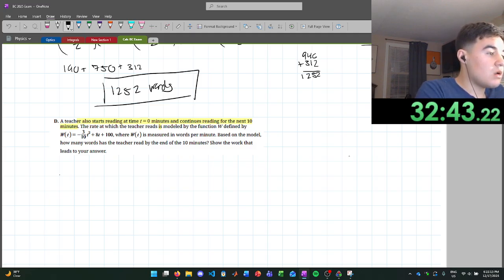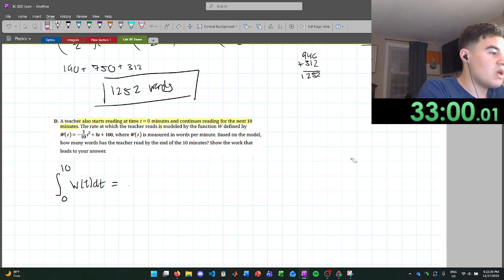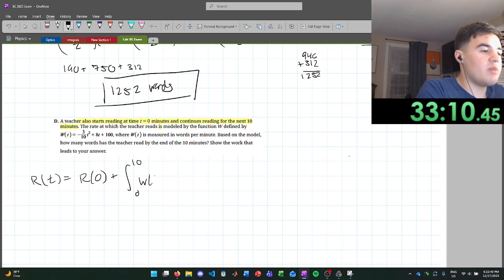Okay. Let's take the integral. I think this is just the integral from 0 to 10 of W of t dt. She starts reading, so the initial value is 0. Let's say there's some function R of t, the number of words read at some time t. That's going to equal R of 0, which is 0, plus the integral from 0 to 10 of W of t dt, which is the same thing as R prime of t.